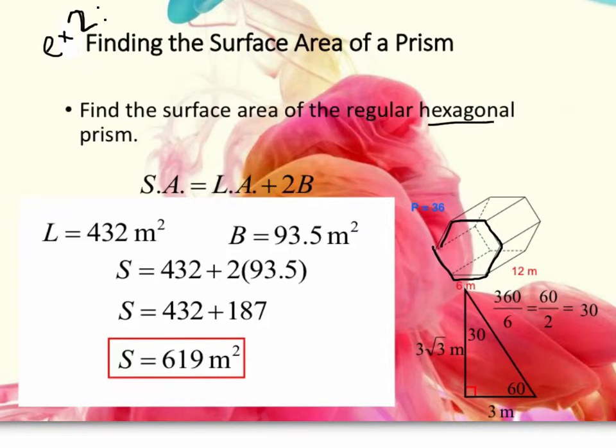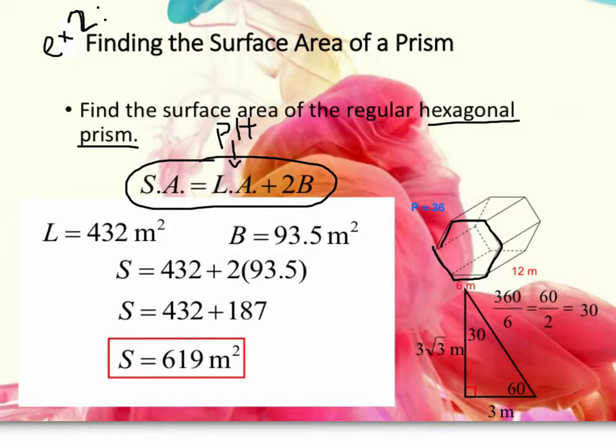Oh, it's right there. I didn't even see that. Hexagonal prism. So we're going to use this formula. The surface area equals the lateral area plus 2 times the base. Remember, the lateral area is just P, the perimeter, multiplied by the height. So we're going to go ahead and take a look.